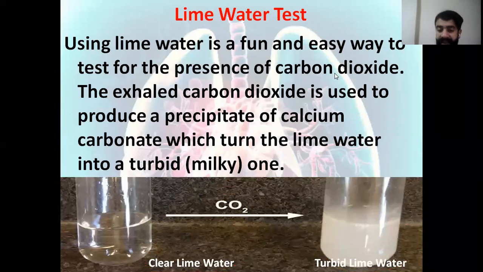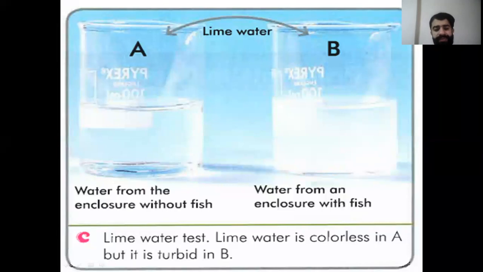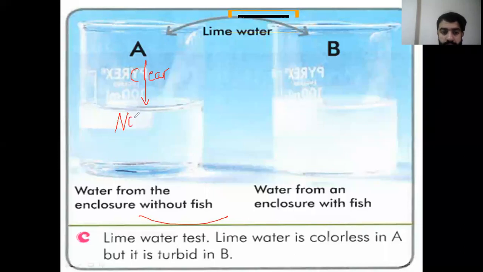So carbon dioxide is detected here. We have two beakers, beaker A and beaker B. Both of them contain lime water. The lime water from the enclosure without the fish is clear. So there is no fish. Clear means that there is no carbon dioxide, no CO2. Why? Because we don't have the fish, so there is no release of carbon dioxide.